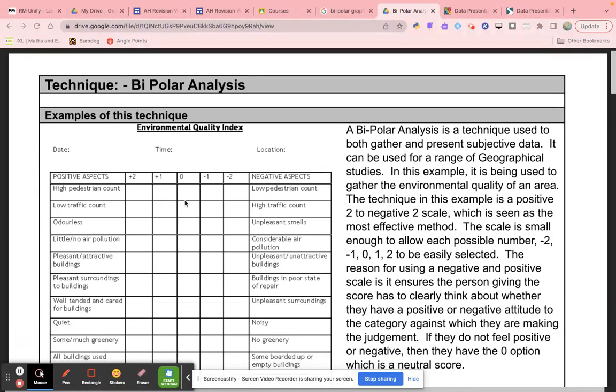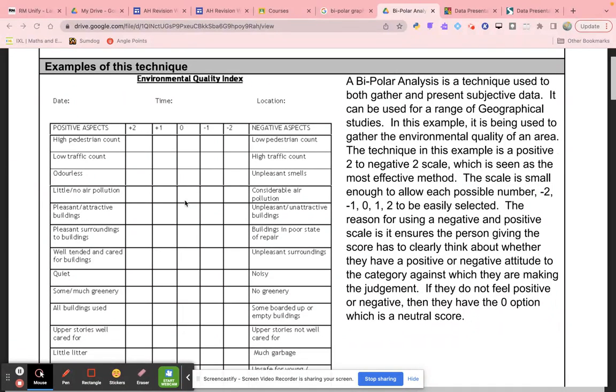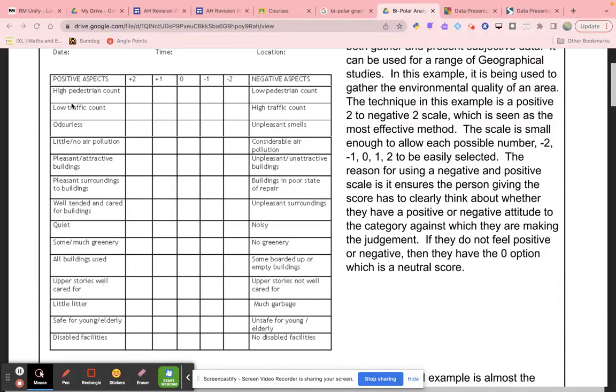So, in this example, where an environmental quality study is being done for an area, the student would, for example, record the date, record the time they're doing the study and its actual location, and then they would make a decision about each of these categories for that area. And if they felt negatively in terms of, without actually counting people, there were very few people, that would be seen as a low pedestrian count. They might score that as anywhere from a -2 to -1. Or if it was what they felt was average, a 0. Likewise, for some more subjective points where you can't count, for example, whether the buildings were well tended or not, they could give a score.